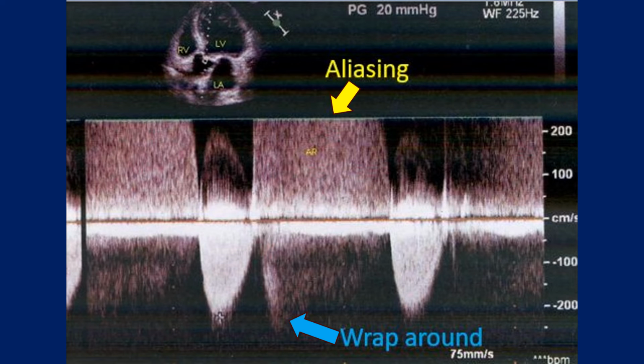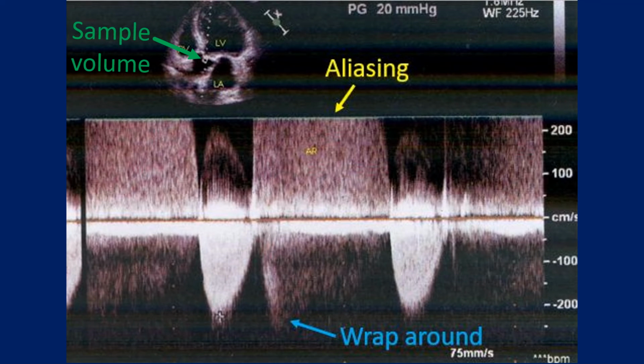In this case, the direction of the jet is towards the transducer and not that of the wraparound, which is seen as away from the transducer. It may be noted that jets towards the transducer are shown above the baseline and those away from the transducer are depicted below the baseline.